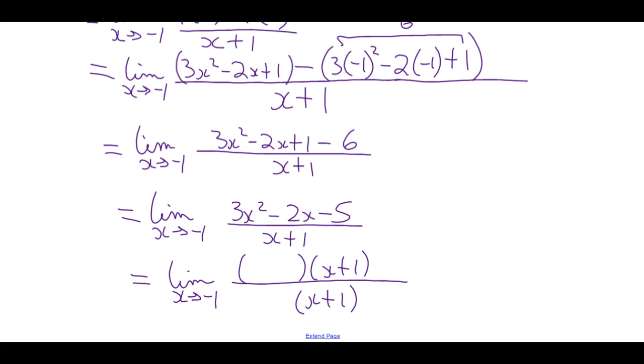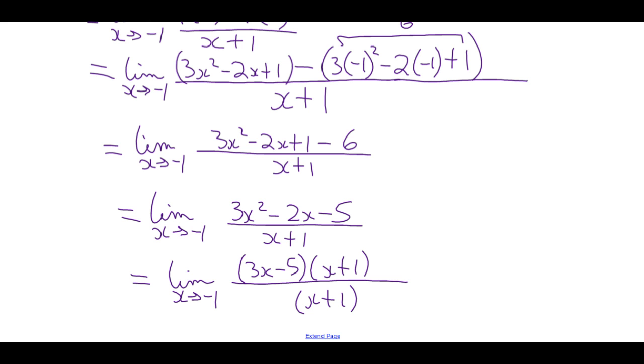So I'm doing fake factoring, which is just to say, well, if that's 3x squared, then that's going to be a 3x, and that's going to be a minus 5. And if life is good, then this will be 3x squared plus 3x minus 5x, which is minus 2x minus 5. See, life is good.